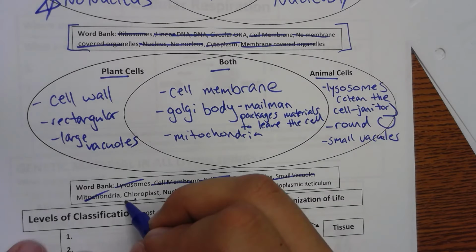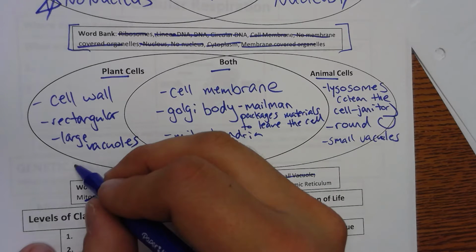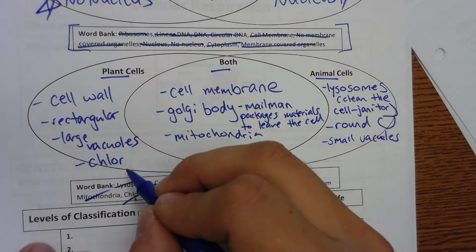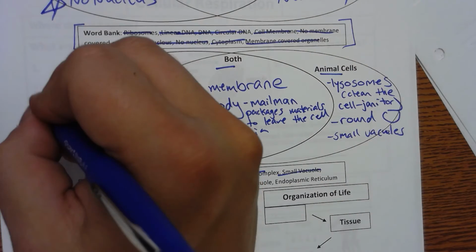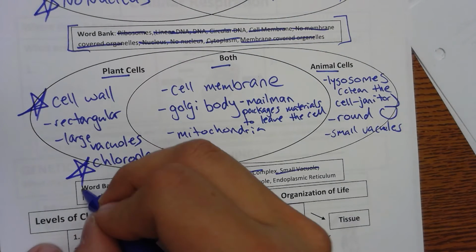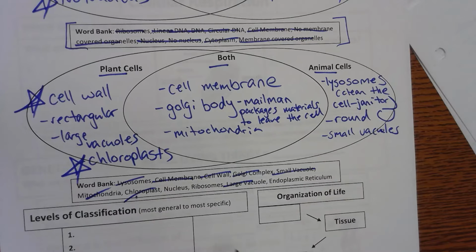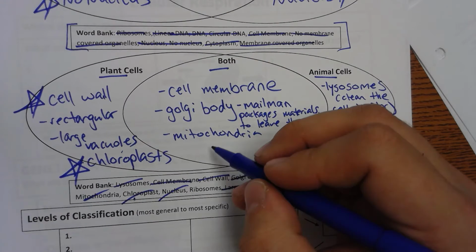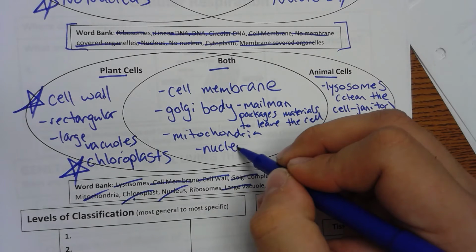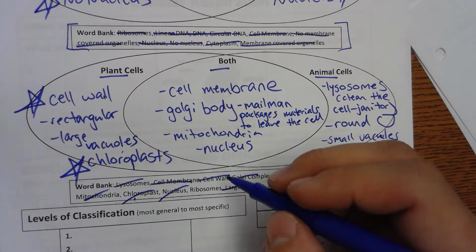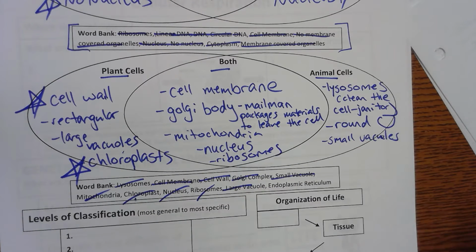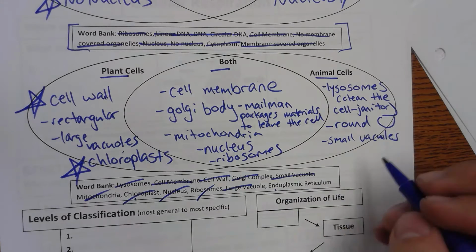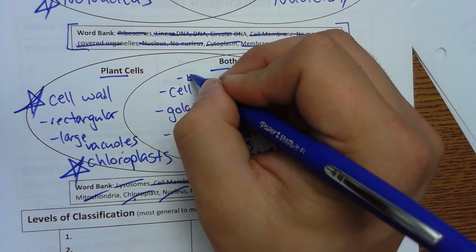Chloroplasts, that was another thing we star P'd in the first worksheet. Only plant cells have chloroplasts. Guarantee you're probably going to get a question on this on the SOL. They always ask it. Chloroplasts and cell walls are only in plant cells. Both of them have a nucleus. Both of them have ribosomes. And endoplasmic reticulum, we can call that the ER. They both have an ER.